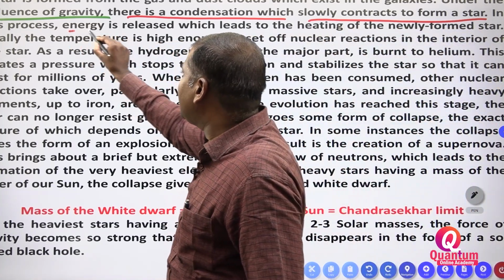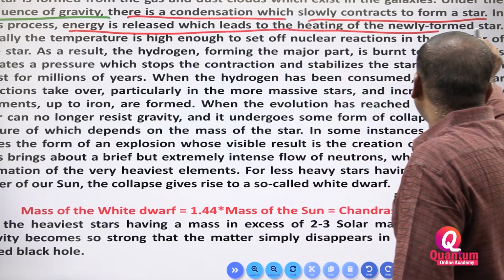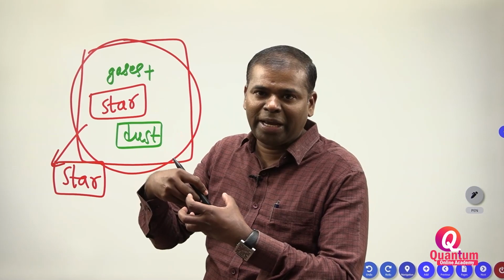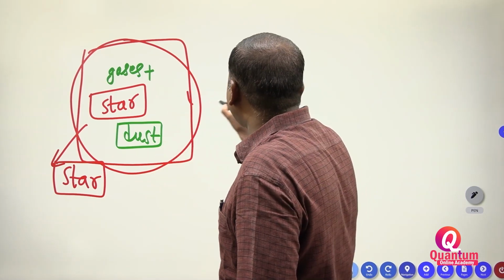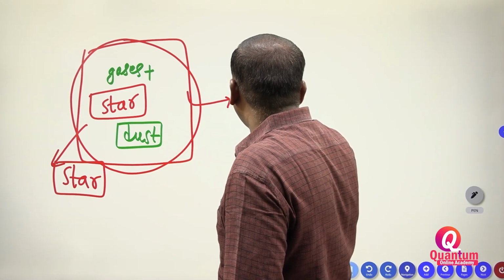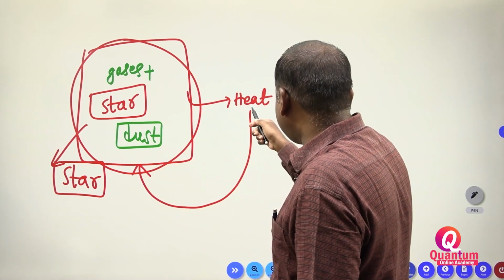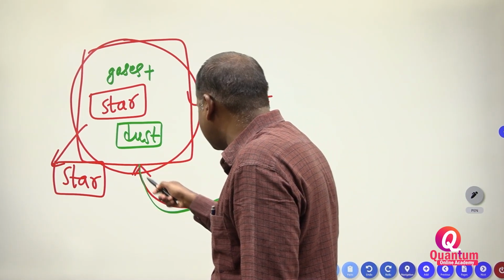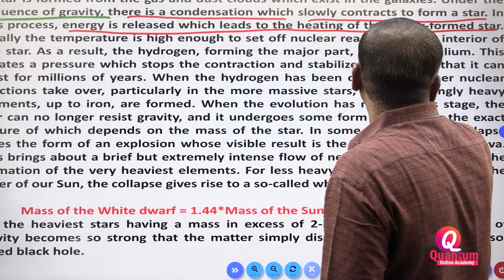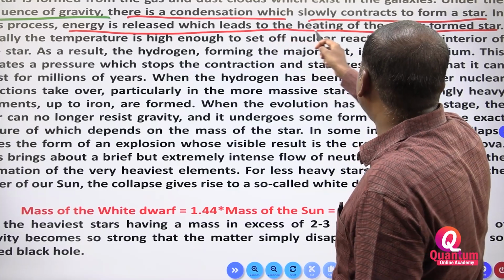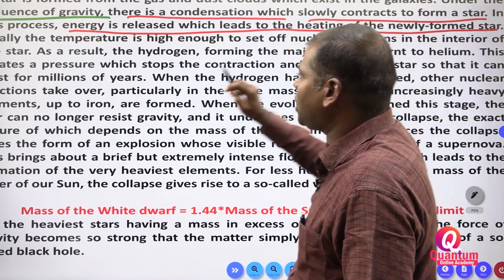What is he telling? Because of this condensation of gases and dust, heat is released. So this heat influences the star. This heat which is released leads to the heating of the newly formed star.